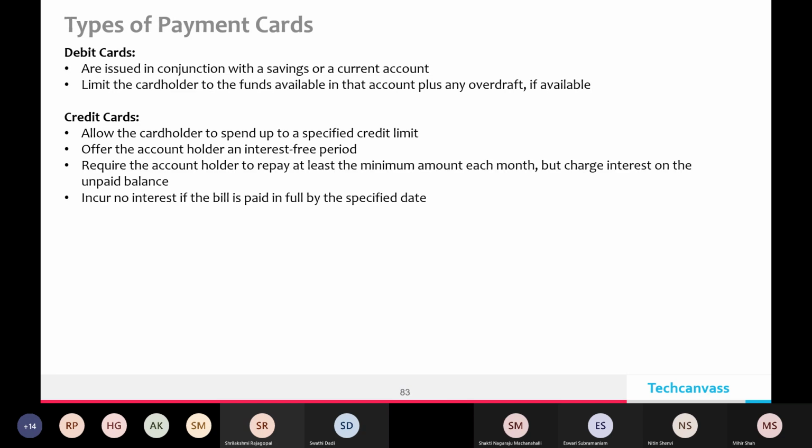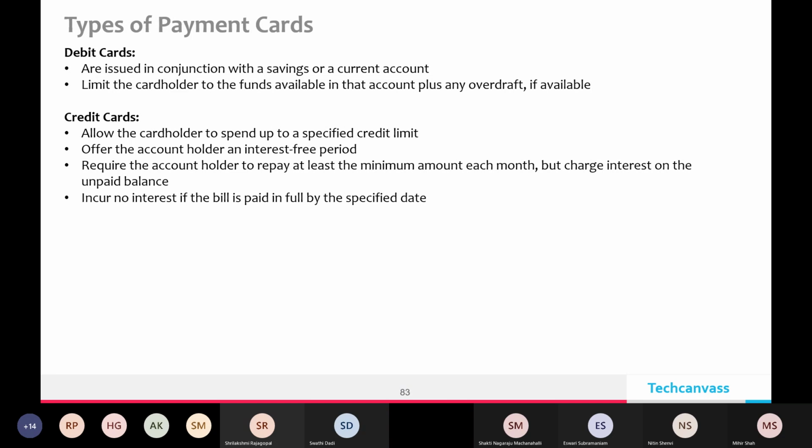Whereas credit cards allow the card holder to spend up to a specified credit limit. So a specified credit limit is given to the customer, and up to that limit the customer is allowed to spend the money. Sometimes there is a limit slightly above the credit card limit. Say if a credit card limit is 10 lakhs, there could be a slightly higher limit placed on top of the credit card.